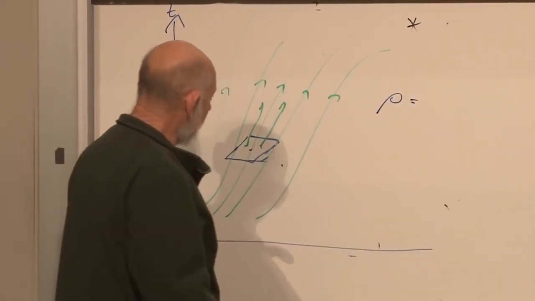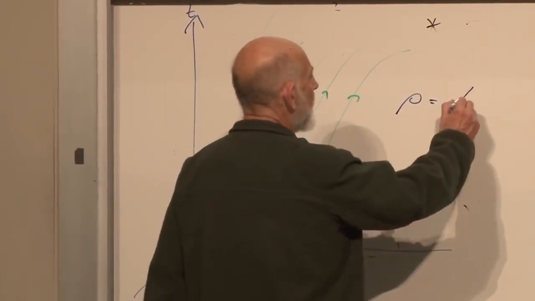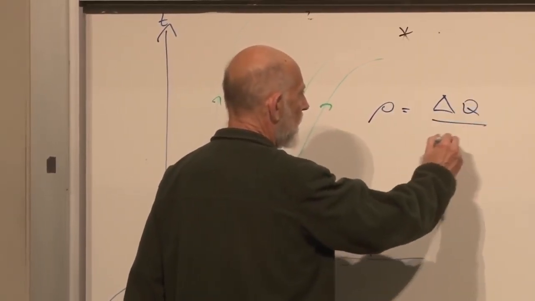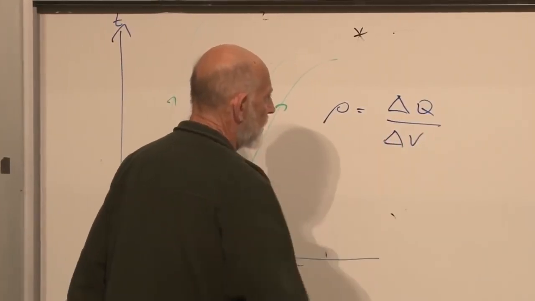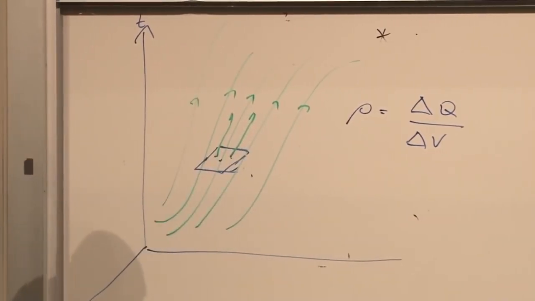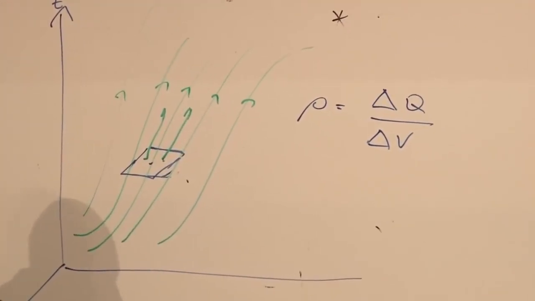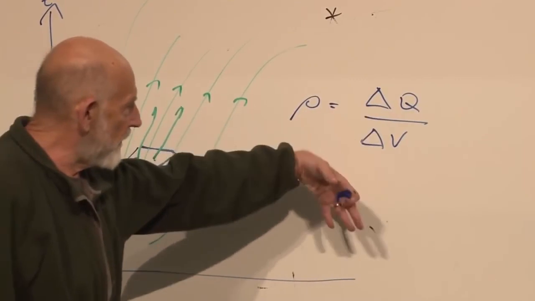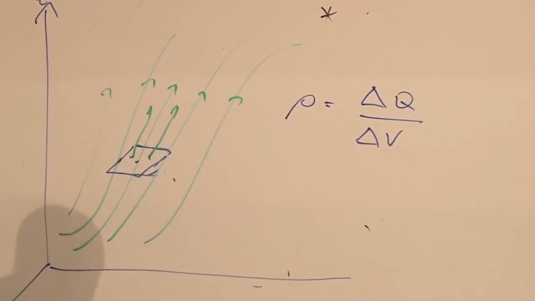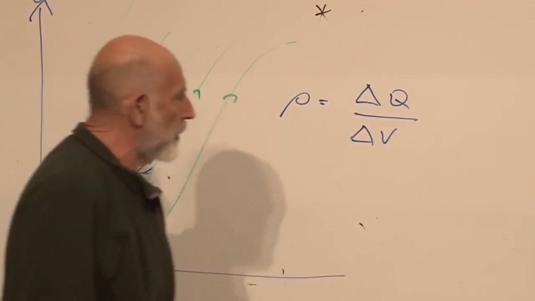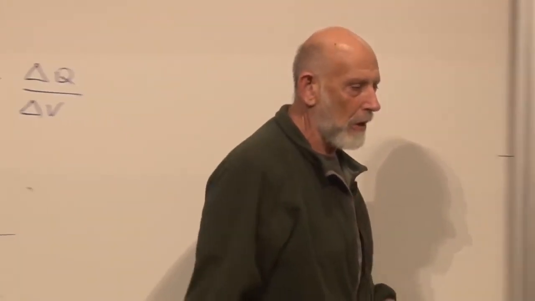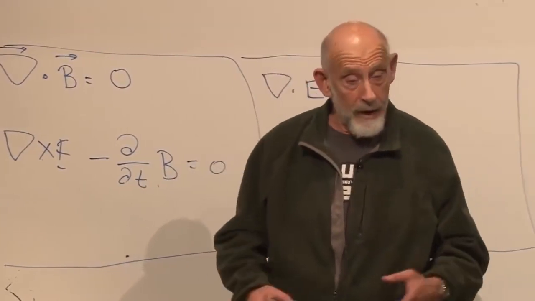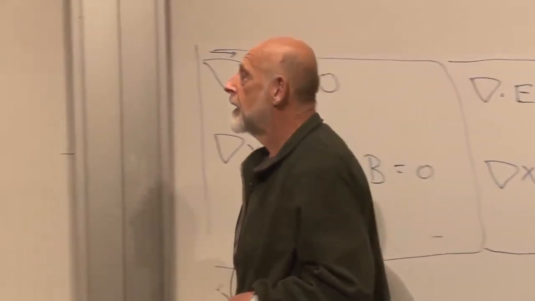Rho is equal, let's call it, the charge within the volume delta V: delta Q over delta V in the limit that the volume element goes to 0. Infinitesimal volume element, infinitesimal charge in there. That ratio, charge per unit volume, is called the charge density. And it is literally the amount of charge per unit volume.